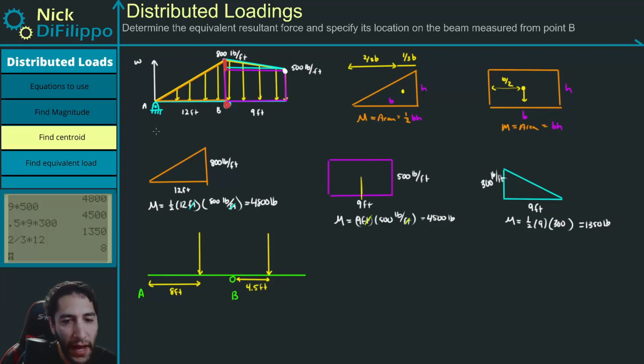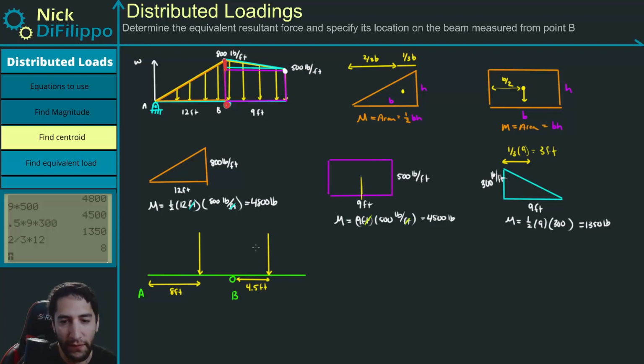Then finally, we have this last triangle. If we look at the small sides over here, the triangle is going to be 1/3 of the way from the bigger side. So this is going to be 1/3 of 9. 1/3 of 9 is going to be 3 feet.